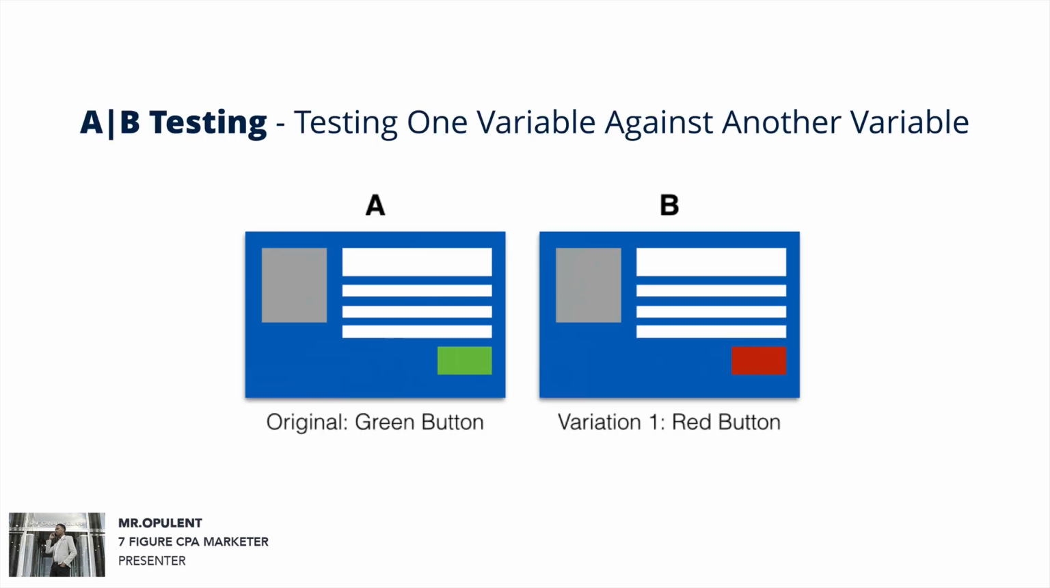Now, A/B testing, for anyone that's new, is testing one variable against another variable. For example, we might be testing one web page with a green button, and then we might test that same web page with a red button. So we're changing one variable against another variable.